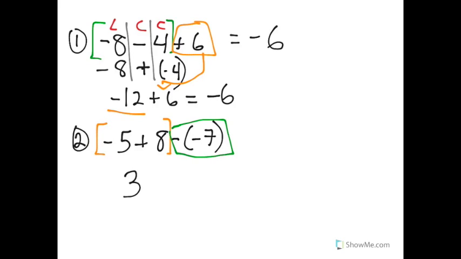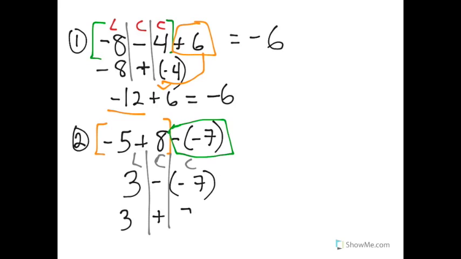So we drop down our minus -7 right here. And we apply leave change. We leave the 3, change the minus to a plus, and we change the -7 to a +7. 3 plus 7 is simply 10. Which means -5 plus 8 minus -7 is equal to 10.